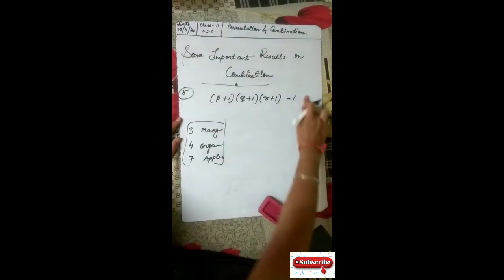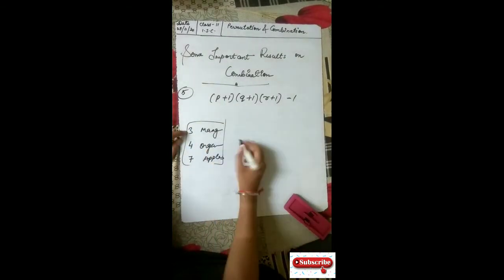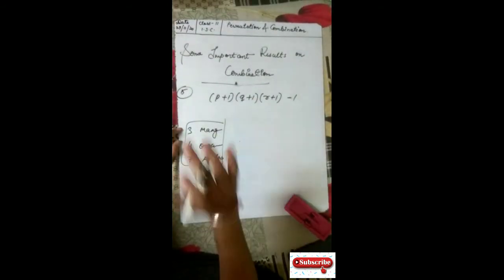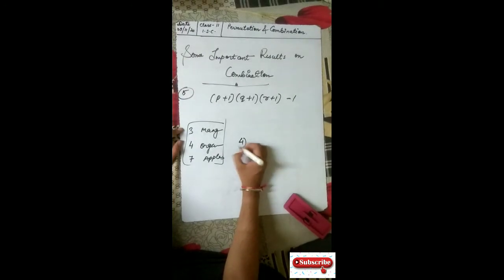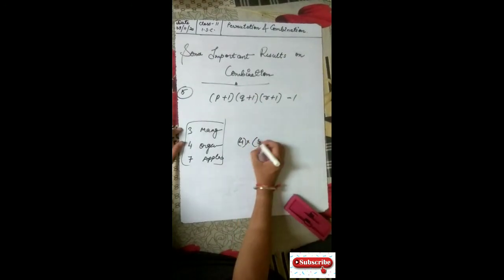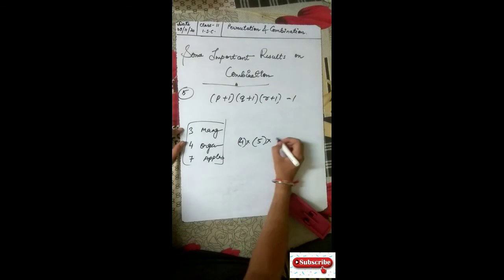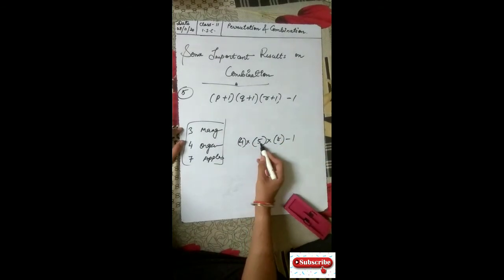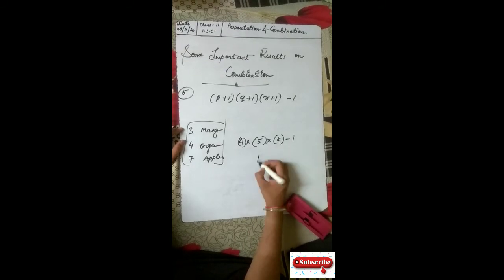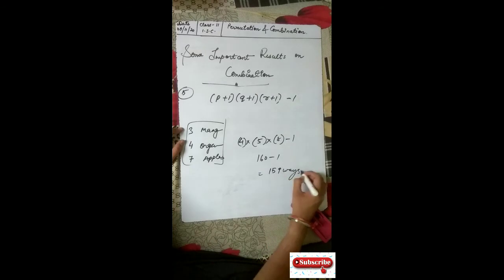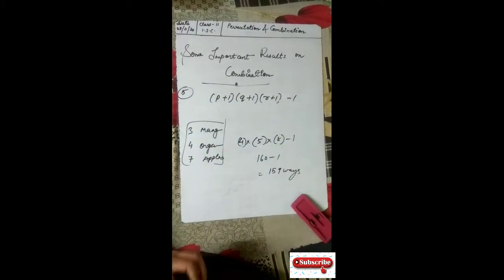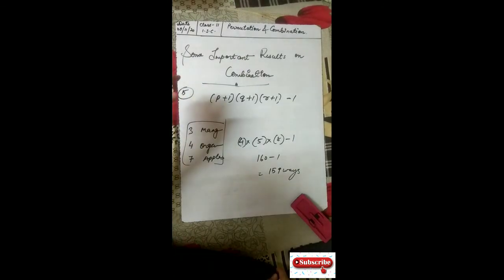By the help of this formula, we will directly put in the values, because 3 mangoes are alike, 4 oranges are alike, and 7 apples are alike. So 3 plus 1 is 4, into 4 plus 1 is 5, into 7 plus 1 is 8, minus 1. 5 4s are 20, 20 into 8 is 160, minus 1 is 159. So there are 159 ways of selecting the fruit, where at least one is included. Okay, so like that we are going to see.